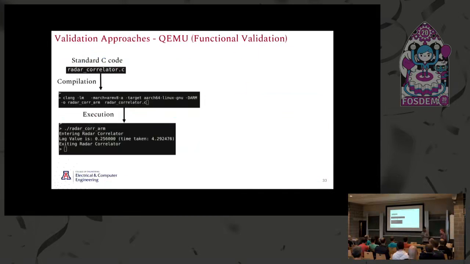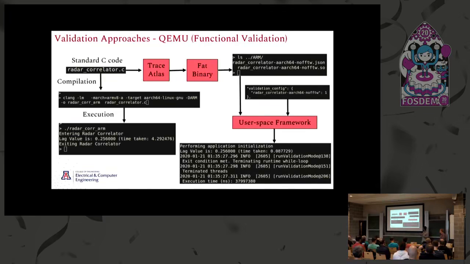Next, I will talk about how we use our framework to validate the toolchain that Josh introduced before me. We take the sample radar correlator code, and this is the traditional flow of compilation and execution of a standard C code. We compile it and generate its output, which is the lag value. Then we send this C code through the toolchain: TraceAtlas, which is used for kernel detection, and the binary and code refactoring, which takes the kernel identified by TraceAtlas and creates the shared object for the binary and the DAG representation of the application.